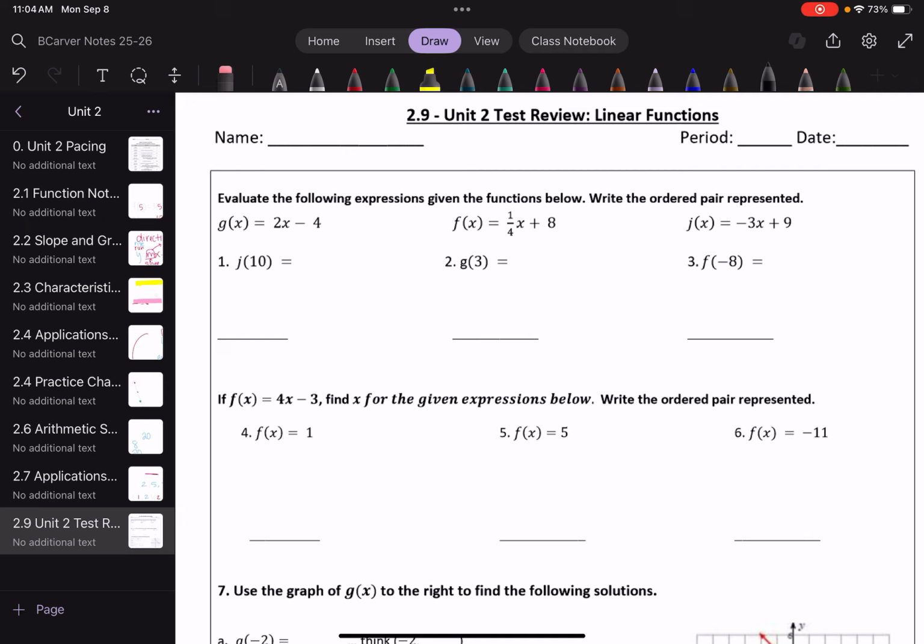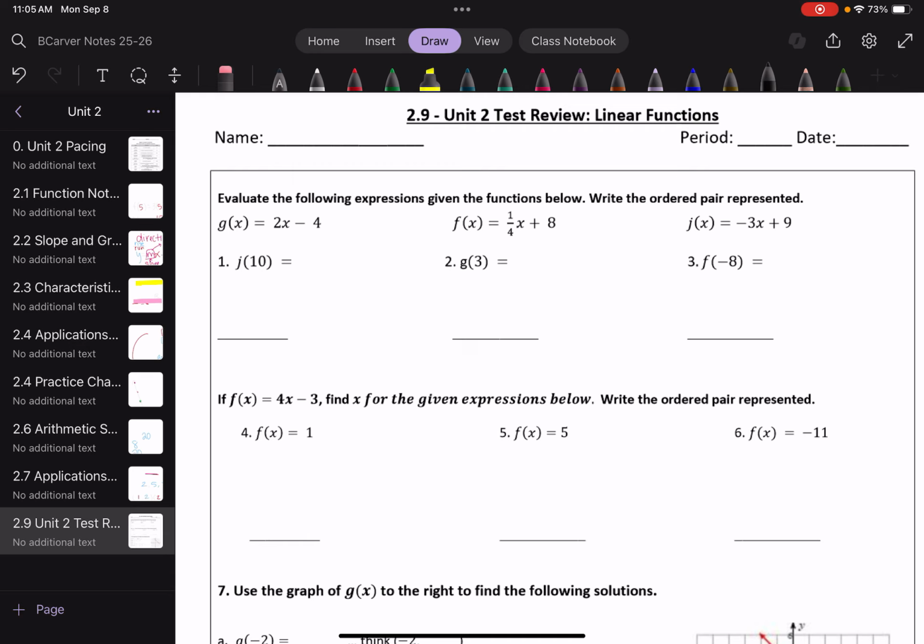These first problems are dealing with evaluating functions given either an input or an output. So we've given you three different functions, and we're going to evaluate them depending on if we have an input or output. And for these three, we're actually giving you inputs, so our goal is to find the outputs. Then we need to write the ordered pair represented once we evaluate the functions.